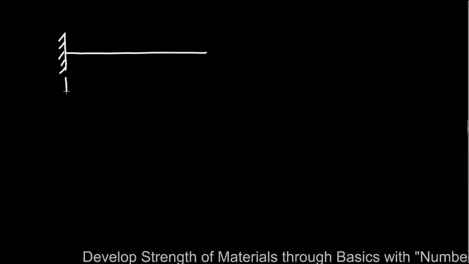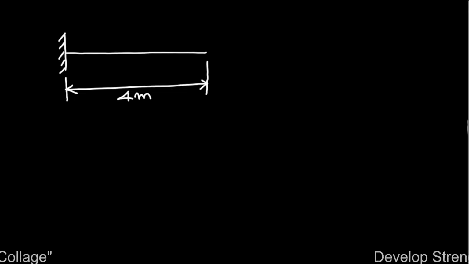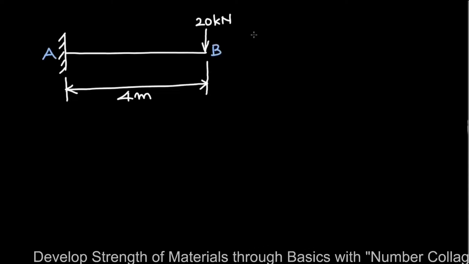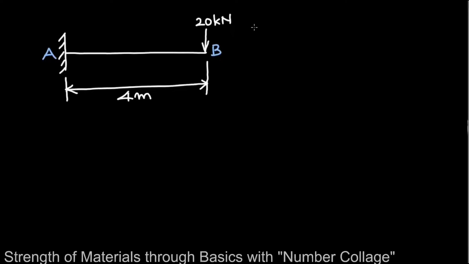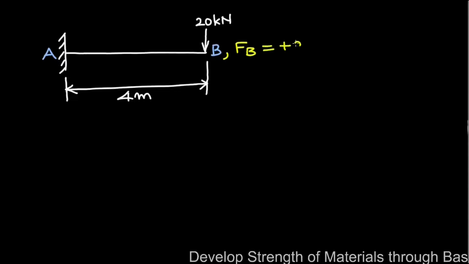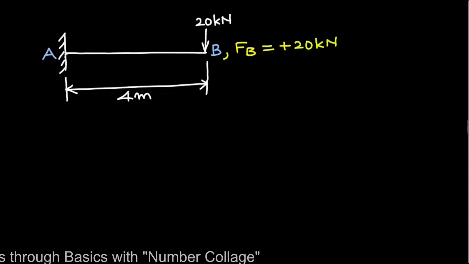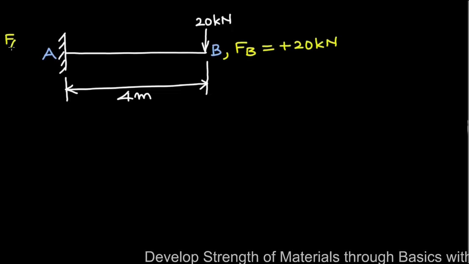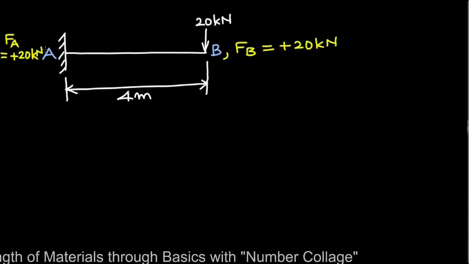Draw shear force and bending moment diagram for a cantilever beam of span 4 meter carrying a point load of 20 kilonewton at the free end. Shear force at point B will be Fb equals plus 20 kilonewton, and shear force at point A will be Fa equals plus 20 kilonewton.